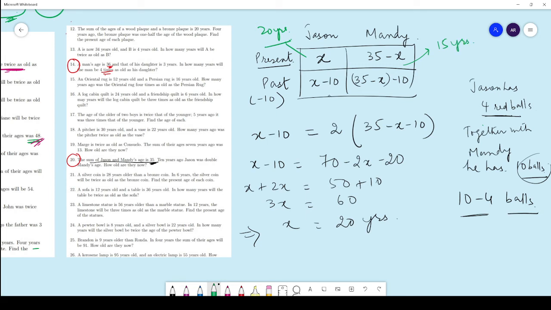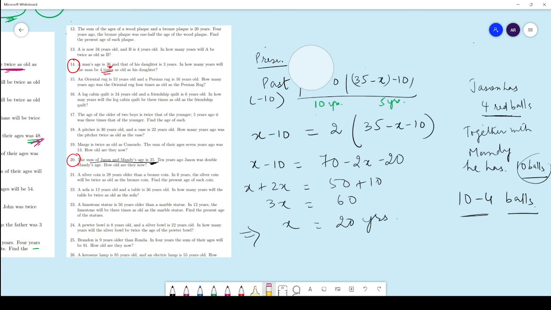Now 10 years ago, Jason's age would have been 10 years and Mandy's age would have been 5 years, and we know that Jason was twice the age of Mandy. Okay, so this is how we solve this question. I hope that you have understood the various concepts. The reason I'm taking up these questions is because I want to give you an idea about the different ways in which these age problems might be presented to you.